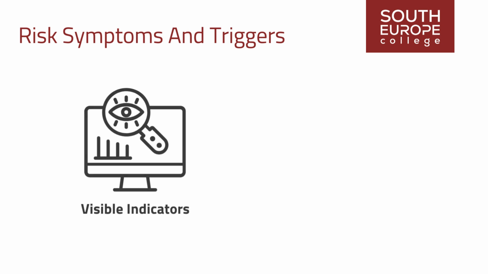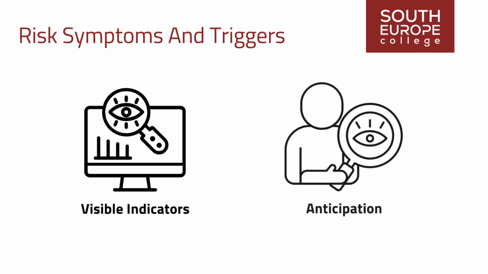Identifying visible indicators and triggers for counteractions or contingencies as symptoms of identified risks materialize helps anticipate and address risks based on observable warning signs.